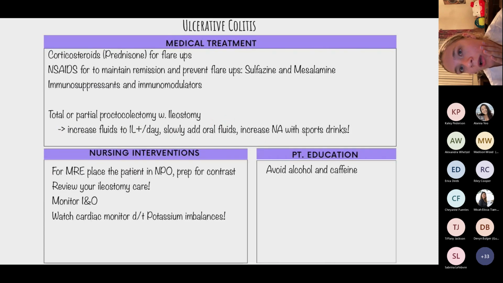What can we do? We love steroids for autoimmune disorders. Those help very well. NSAIDs are actually very good at helping to maintain remission, which is very interesting. And what is a good treatment choice for ulcerative colitis? We can actually place an ileostomy on these patients. Now, why in the world can we do that?